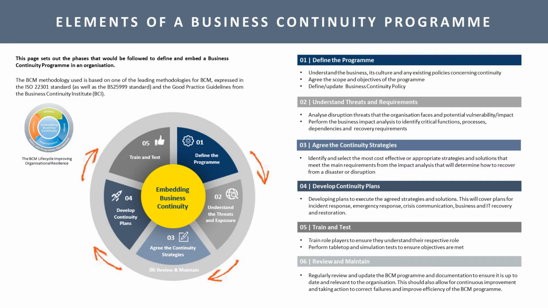So the last step is a continuous cycle of reviewing and maintaining the business continuity program. As new information comes to light, as new threats, for example, in this case the pandemic, come to light, you should actually review and update your business continuity program and the documentation to make sure that it's still relevant.